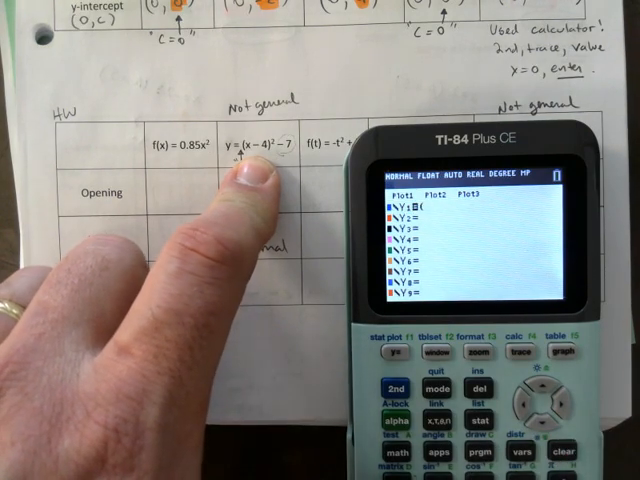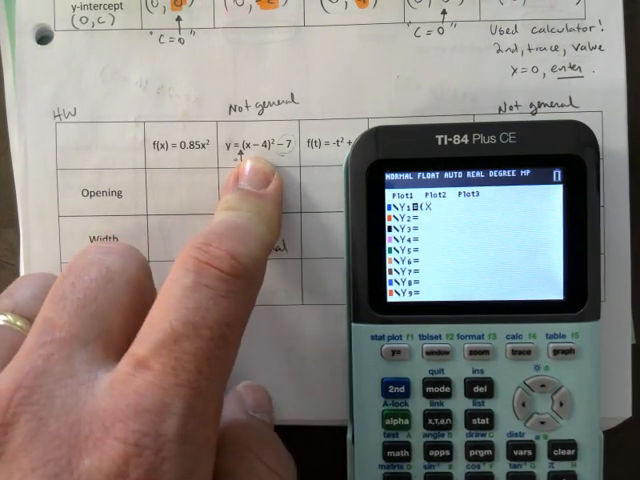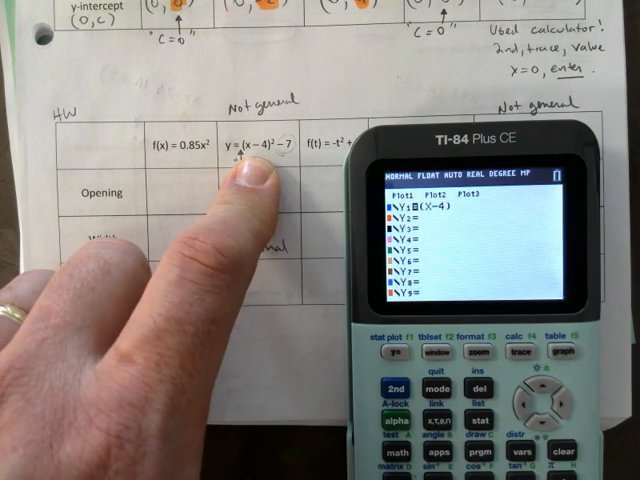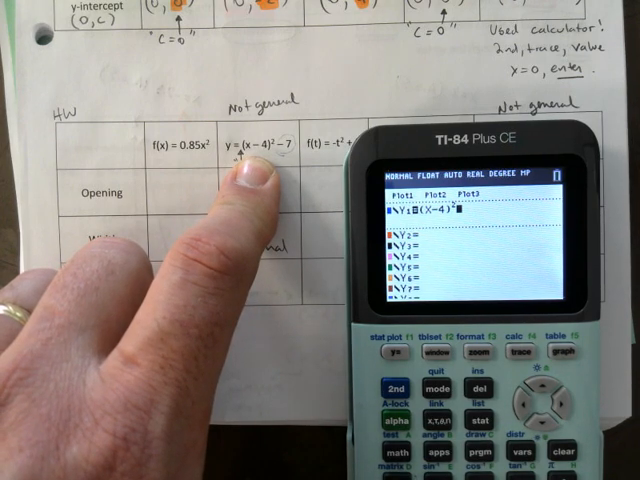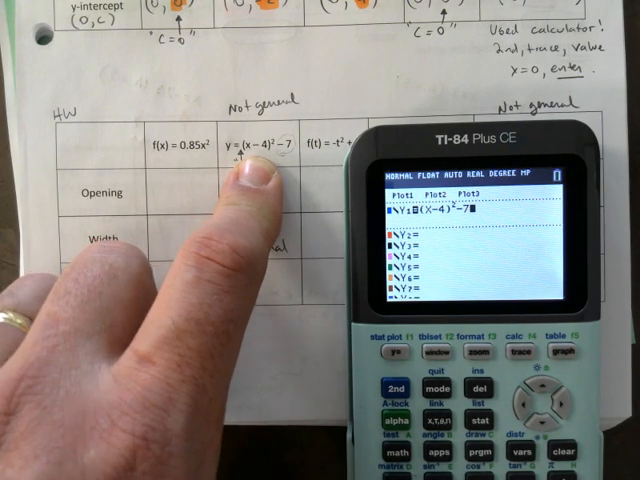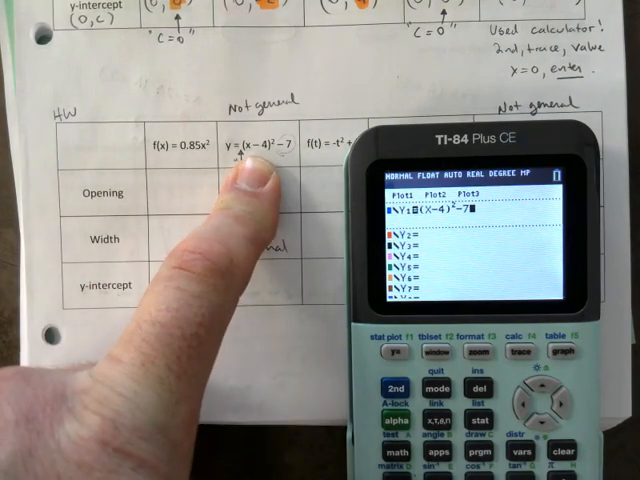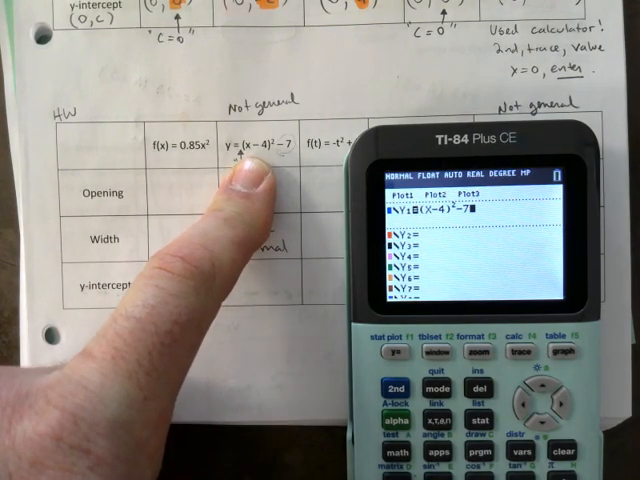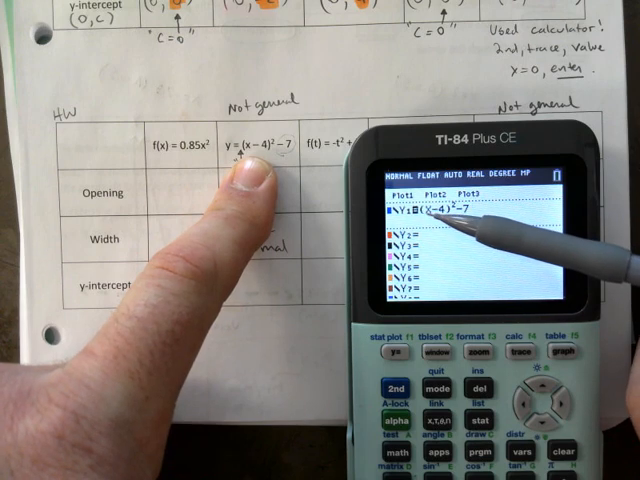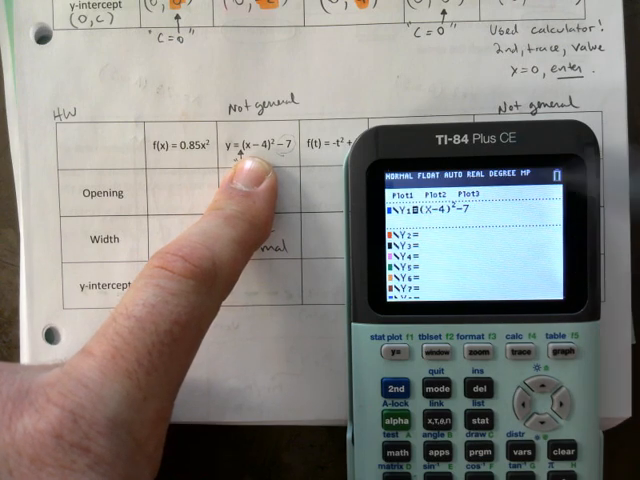So I use my brackets, right? I go x minus 4 squared, take away 7. It's all minus. No need to press the negative in this case, okay? You only use the negative at the very beginning if that coefficient is negative. Other than that, you don't use negative. So if you type this in, you hit graph.